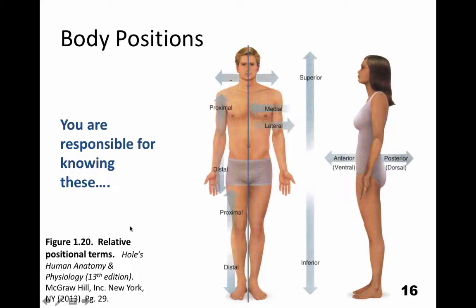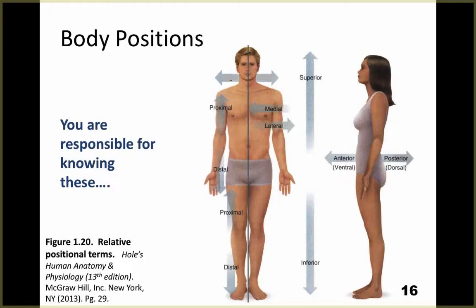So let's talk about body positions. You are responsible for knowing this, and this should be a review since we've gone over it in lab. If you're going up towards the head, that's superior. Down towards the feet is inferior. The back area is known as posterior or dorsal. Towards the belly is called anterior or ventral.